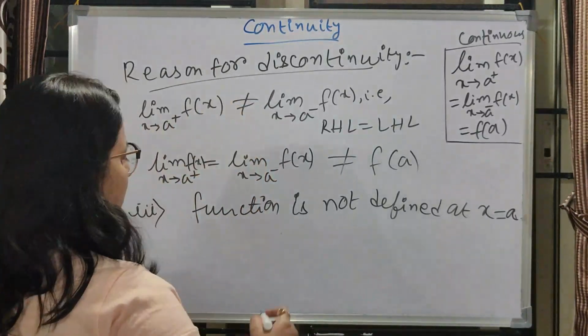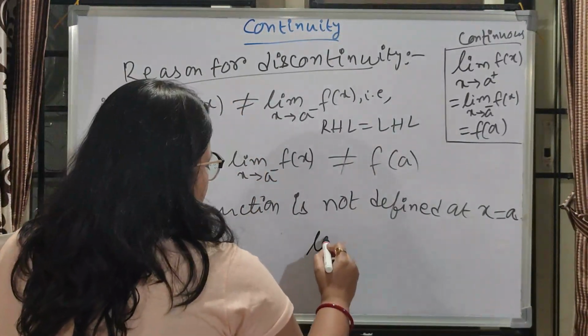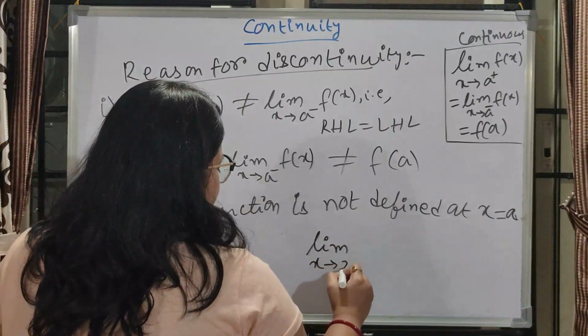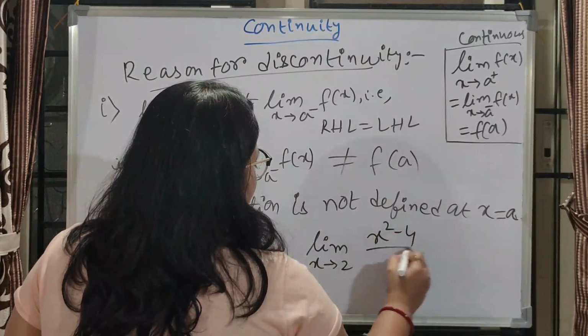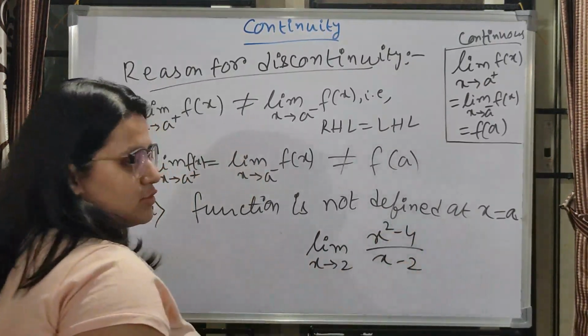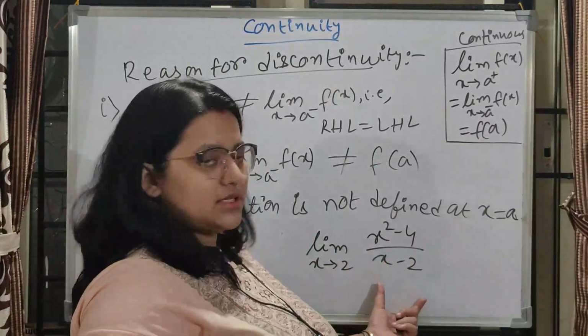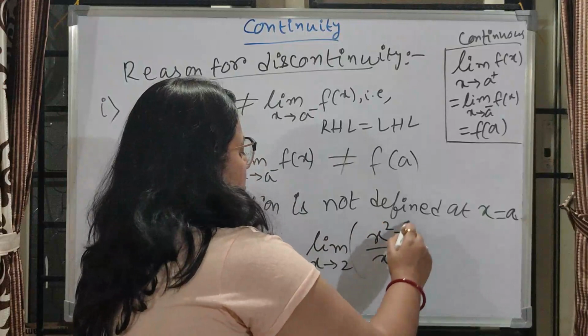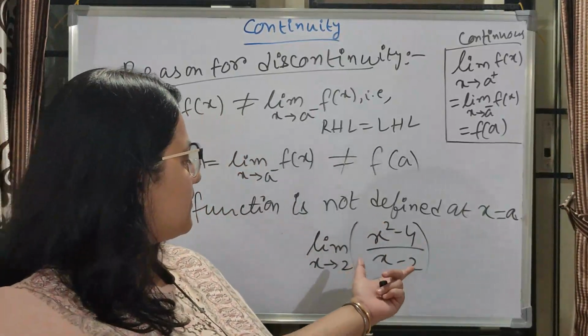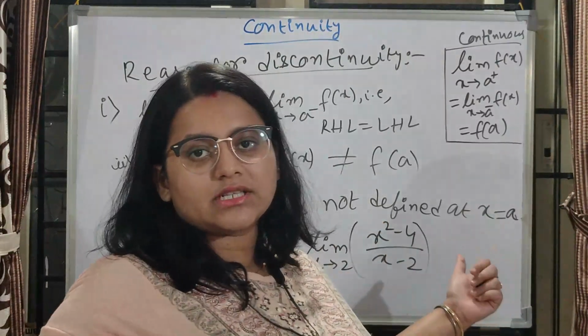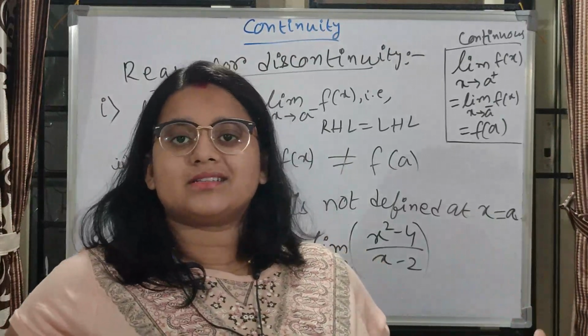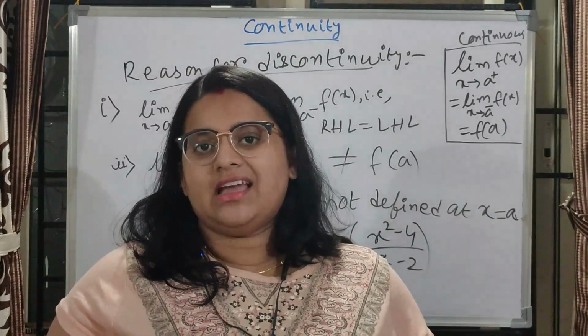Okay, so we'll see one example. Suppose limit x tends to 2 of x square minus 4 by x minus 2. Which type of discontinuity is this? If we see this function, we can say this is discontinuous at x is equal to 2. But this is called removable discontinuity.